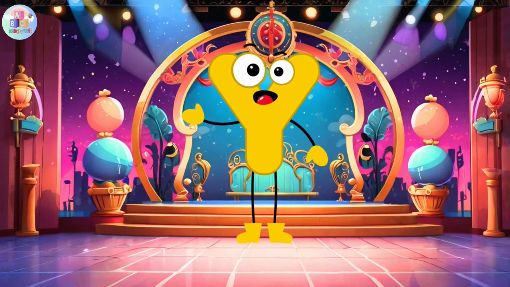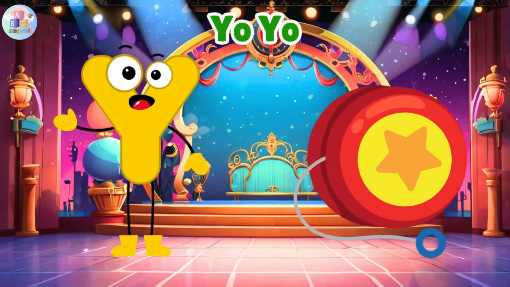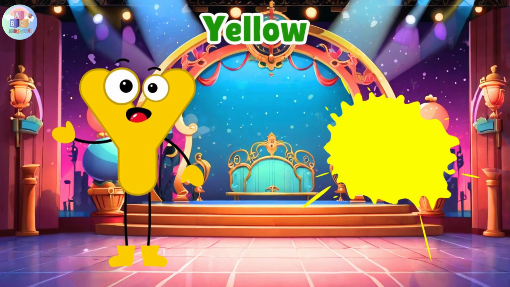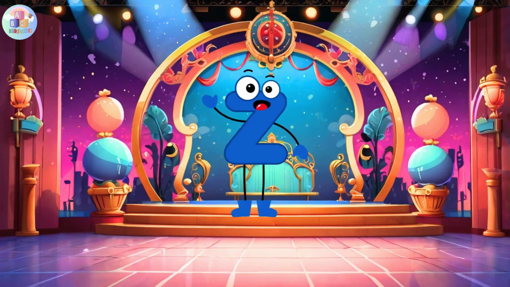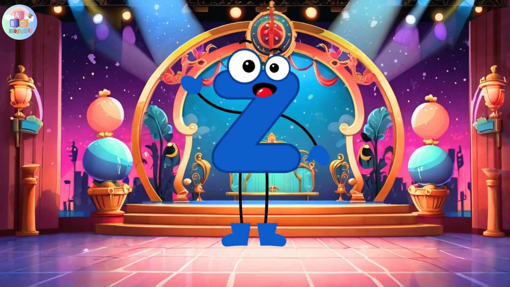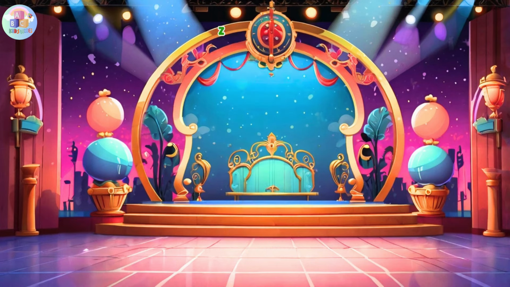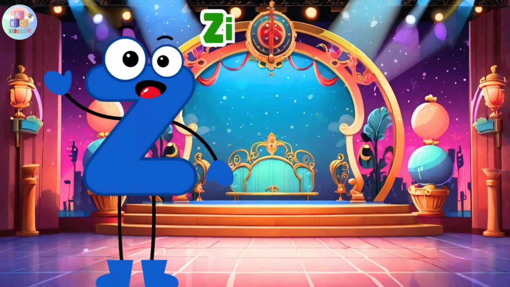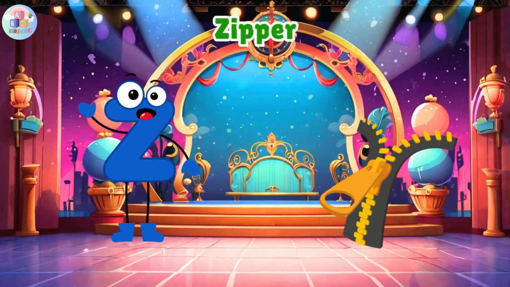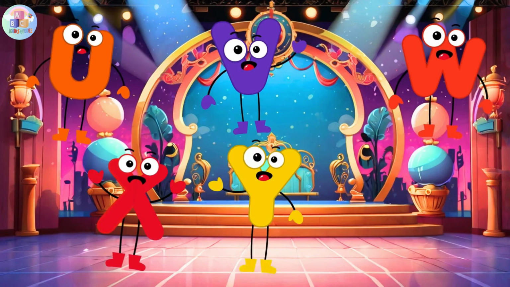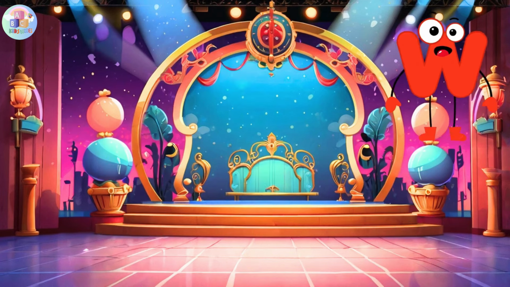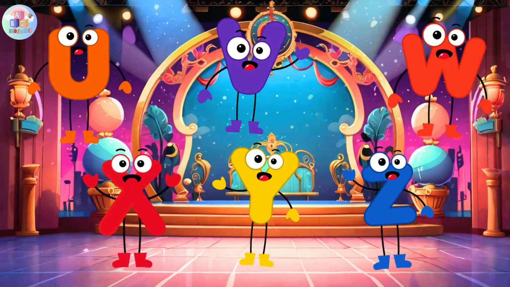This is the letter Y. Y is for yo-yo. Y is for yellow. This is the letter Z. Z is for zebra. Z is for zipper. Sing it, the letters of the alphabet.